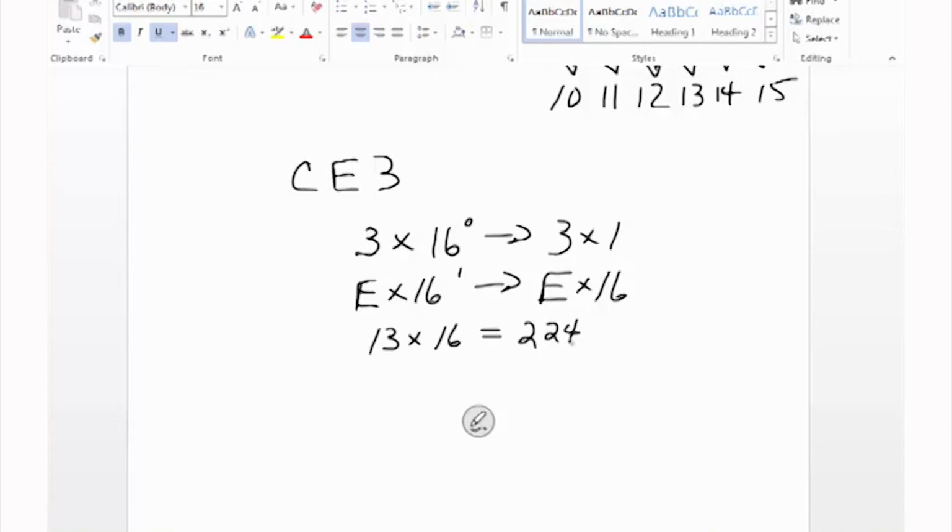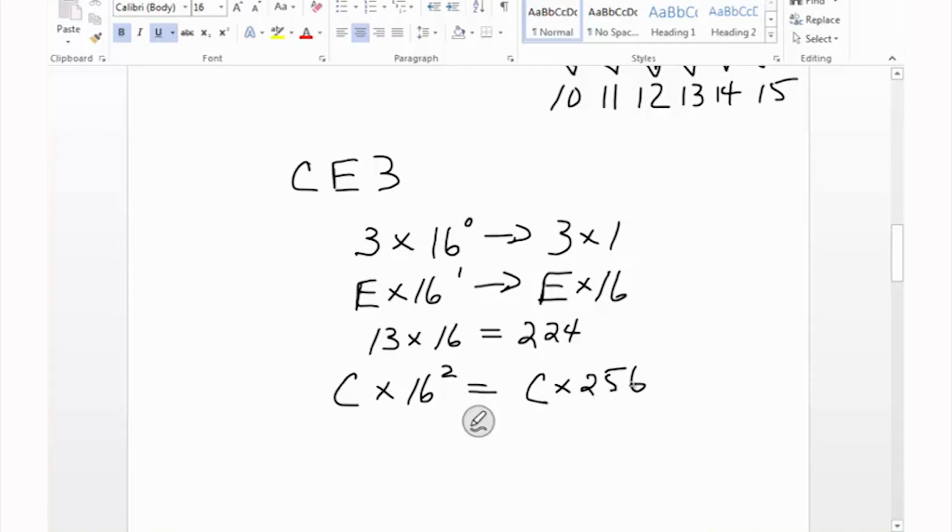And then we're going to take the value of C times 16 squared. Again, we're going exponentially up, incrementing by 1 each time. And that is going to be C times 256. And if we look at the value of C, C is going to be 12. So that's going to be 12 times 256, which equals 3,072.